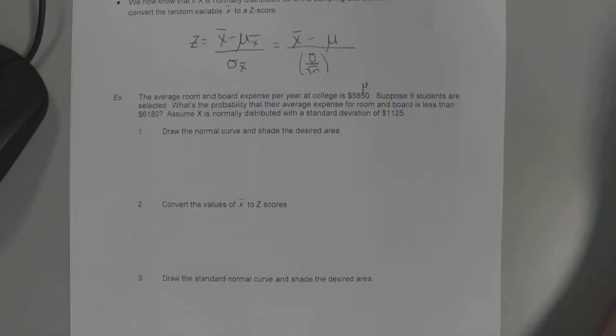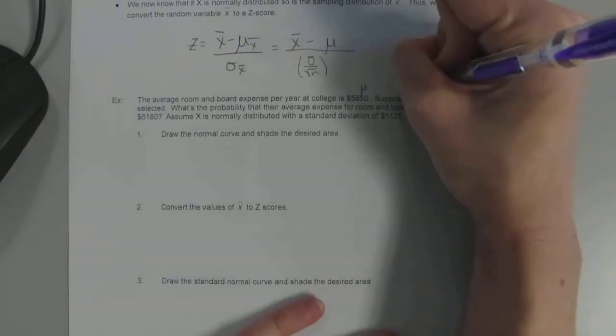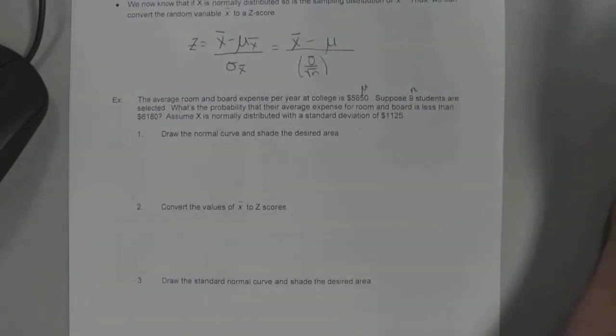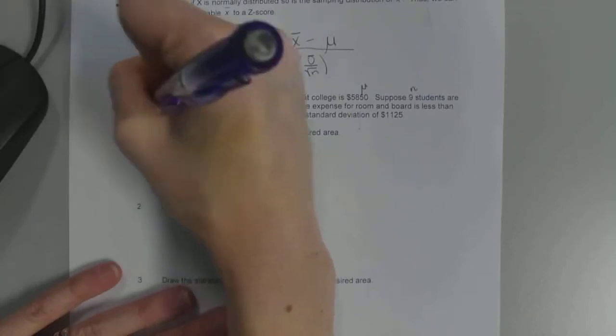That is what's new. What can I label 9 as? N. And if you go back to any problem in Chapter 7, you're selecting a student. So it was a sample size, all right? What's the probability that their average expenses for room and board is less than $61.80? So that's going to be x bar.